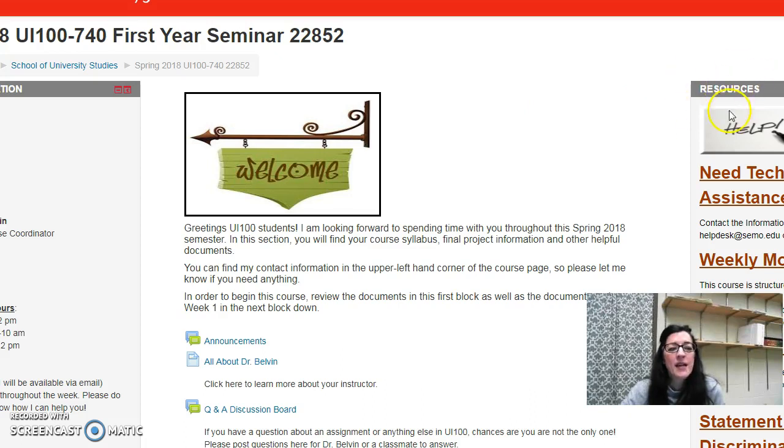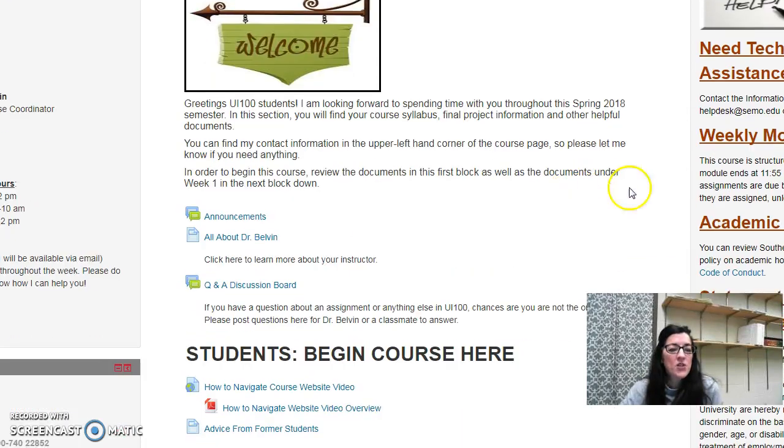On the right-hand side, I have a resources box. If you have any issues with technology, please contact our IT help desk. I have their contact information there. I also have information on our weekly modules. Please note that every week the weekly module will open up a few days before Monday for those of you who want to get a jump start on looking at everything.